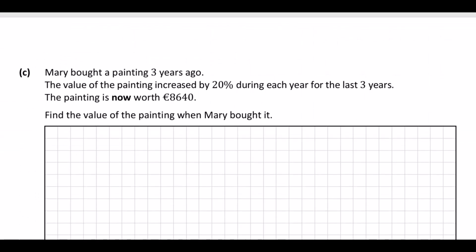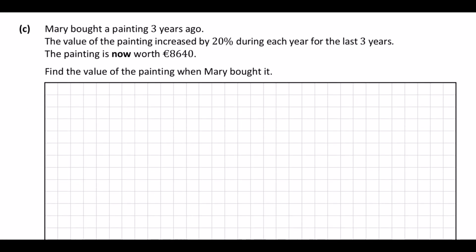Okay, next one then. Mary bought a painting 3 years ago. The value of the painting increased by 20% during each year for the last 3 years. The painting is now worth 8,640 euros. Find the value of the painting when Mary bought it. So the easiest way of doing this is to use the compound interest formula, which is in your tables. It's F is equal to P times (1 plus i) to the power of t.